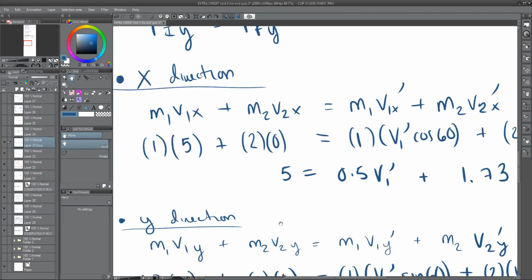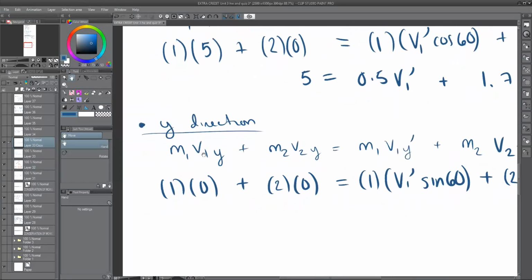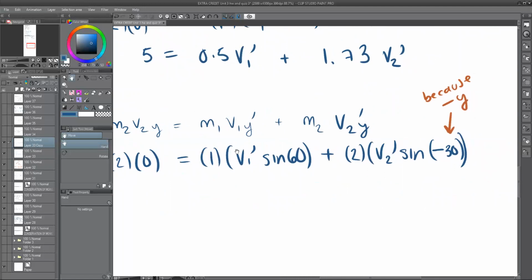For the y direction, it's pretty simple and basically the same thing. The initial velocity in the y direction is nothing. There's no initial velocity. So it's 0. So this entire side is 0 for both asteroids. Neither of the asteroids are moving at a velocity in the y direction. They're not moving up and down. When it comes to the final, we use the y component of the final velocities.